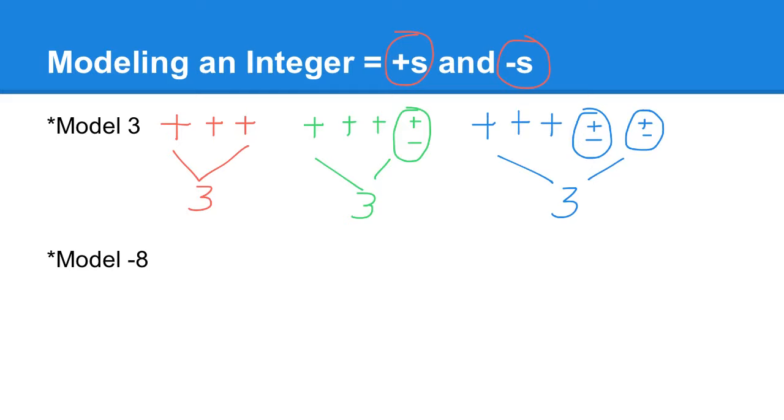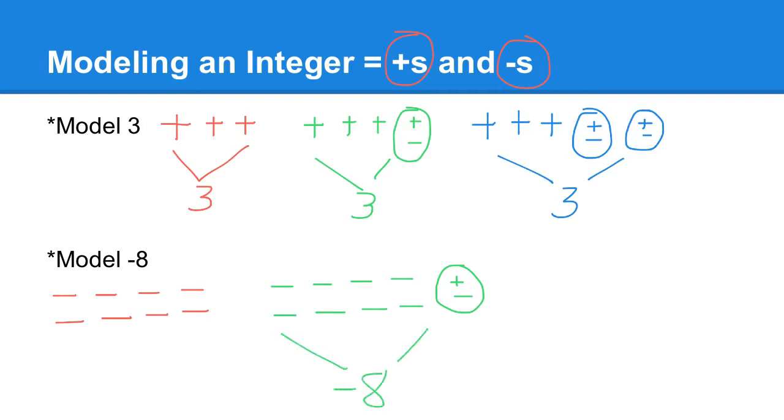All right, let's see. If I want to model a -8, I could be pretty simple. I could go 1, 2, 3, 4, 5, 6, 7, 8 negatives. There's -8. If I wanted to be a little fancier, I could put 1, 2, 3, 4, 5, 6, 7, 8 negatives and a 0 pair. It looks a little different, but it's still -8.